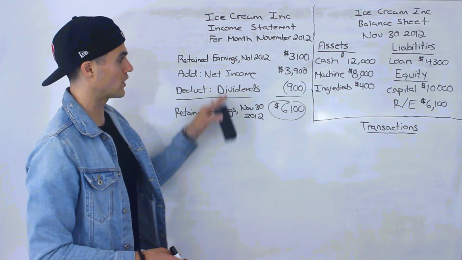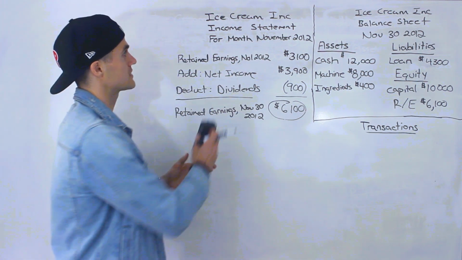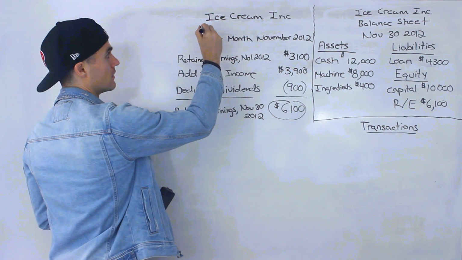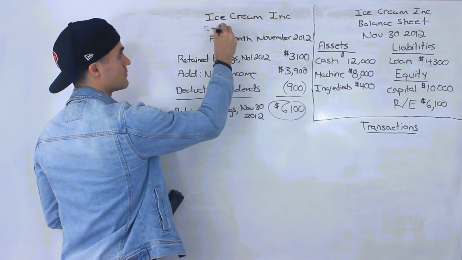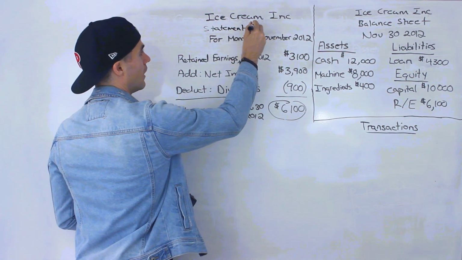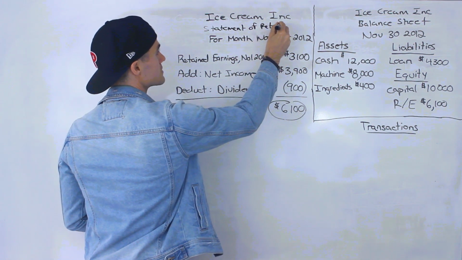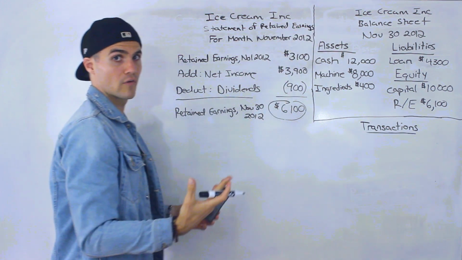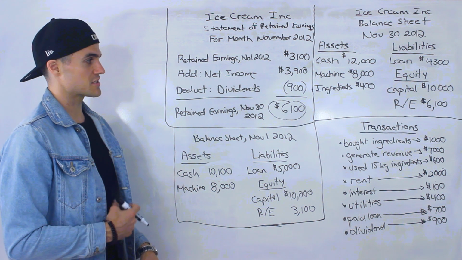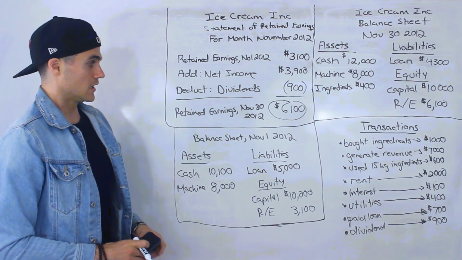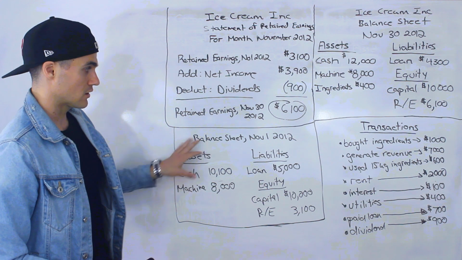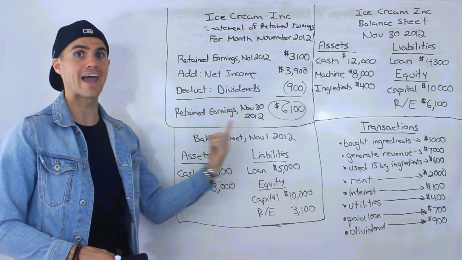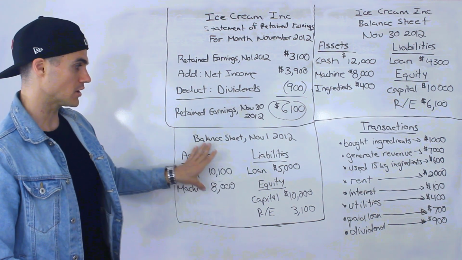And one more thing that I forgot to adjust here in the statement of retained earnings is this title here. Notice that that's not the income statement that we had before. This here is our statement of retained earnings for November 2012. So to summarize everything that has happened, notice that we started with this balance sheet here, November 1st, 2012, which was the same balance sheet at the end of the last scenario, at the end of October. So we started with this here.